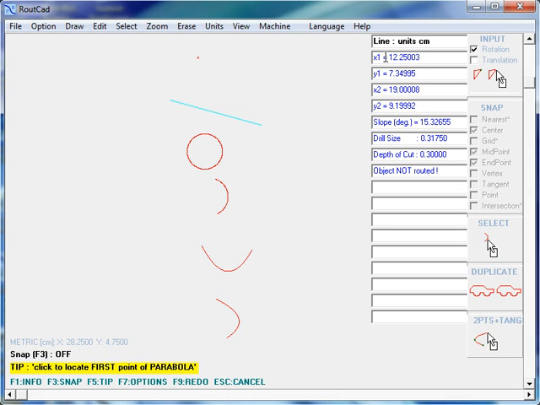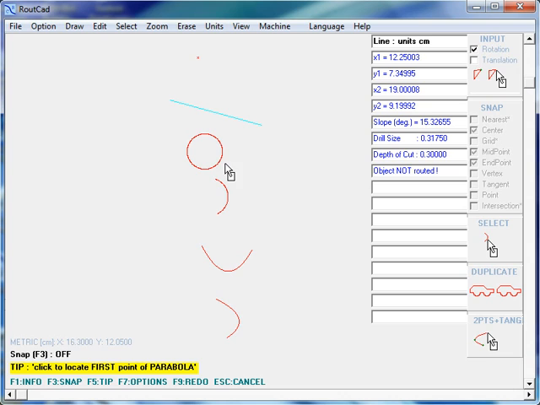We can see the first point x1, y1 of the line, the second point x2, y2, and we can see the slope of the line. In this case, the slope is 15.3 degrees. Remember that 0 degree is a horizontal line that goes from left to right. Clockwise is positive increasing angle, and counterclockwise is negative decreasing angle. So this angle is 15.3 degrees. So it's a clockwise angle.